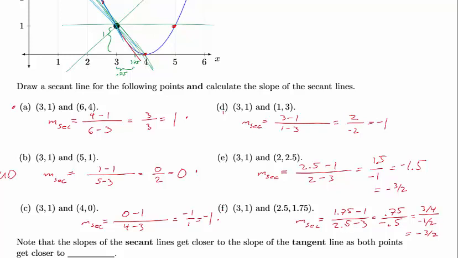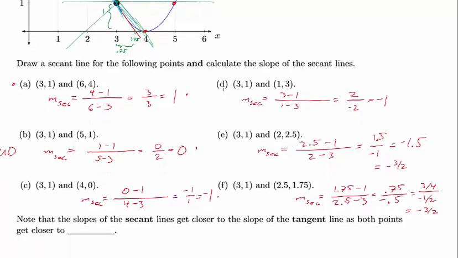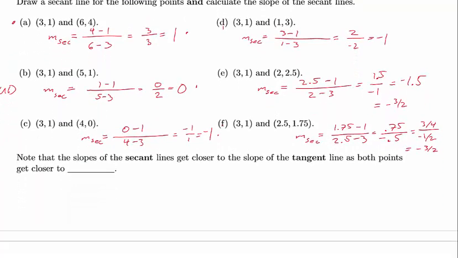Okay, and so you can kind of see how, the closer the two secant points get to each other, the more and more it resembles a tangent line. That is the point of this exercise. And so let's go ahead and move on. We got a little note here. Note that the slopes of the secant lines get closer to the slope of the tangent line as both points get closer to each other.